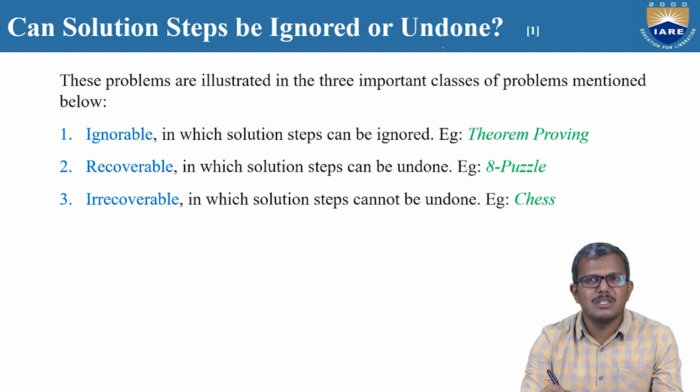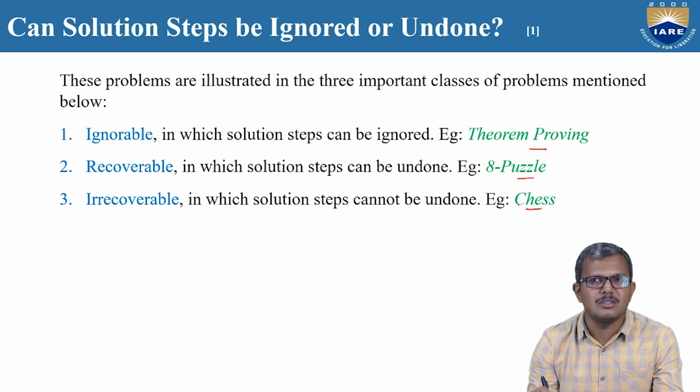So just now what we have discussed is three things: theorem proving, the 8 puzzle problem, and chess. Whenever it is theorem proving, whatever solution steps you got, you can simply ignore. Why? Because you thought that the solution step is not proving the theorem. So in that case, you can simply ignore that solution and try to get another, new solution. So we can say that the solution steps in theorem proving are completely ignorable.